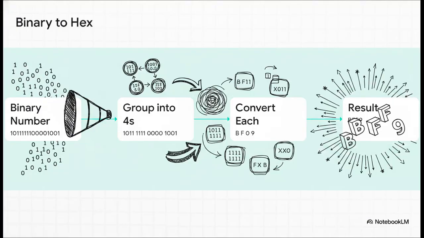Check out how simple this is. You take your long binary number, and starting from the right-hand side, you just split it into little groups of 4. Then you take each of those 4-bit groups and just swap it for its single hex character. So 1011, that becomes B. 1111, that's F. And so on. Slap them all together, and you get BF09. Done. It's really that easy.